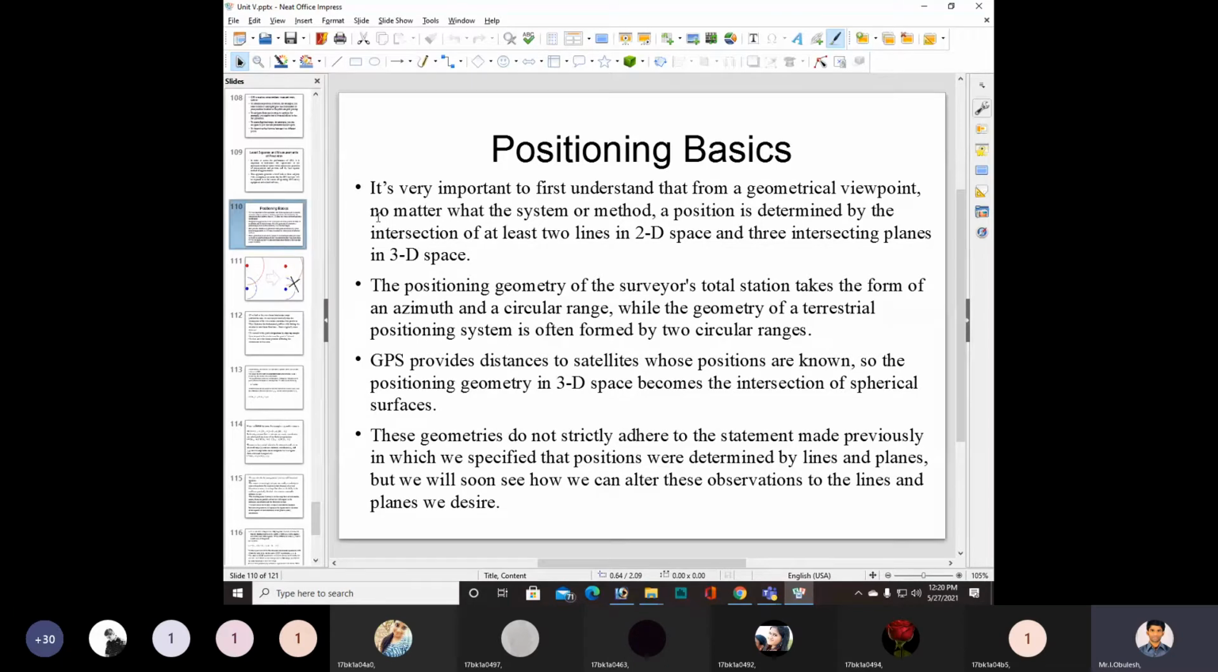So from this point, you need to remember that it is very important to first understand that from a geometrical viewpoint, no matter what the system or method, a position is determined by the intersection of at least two lines in two-dimensional space and three intersecting planes in three-dimensional space.